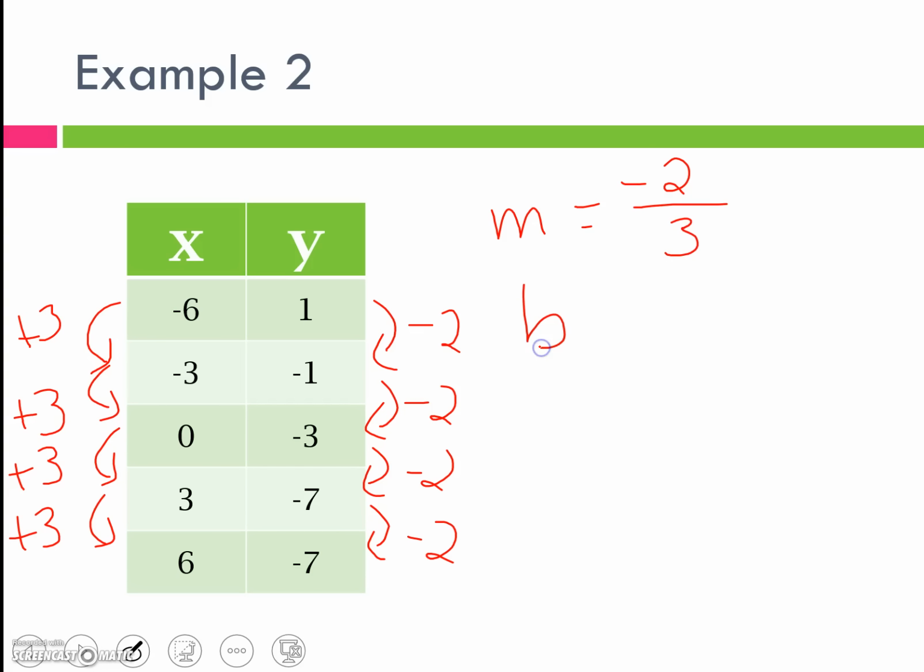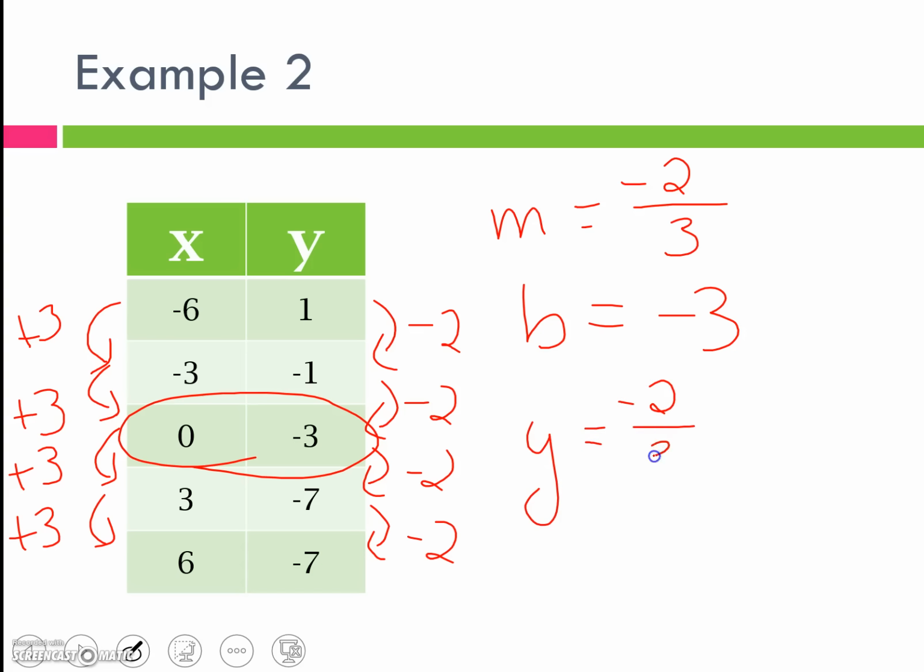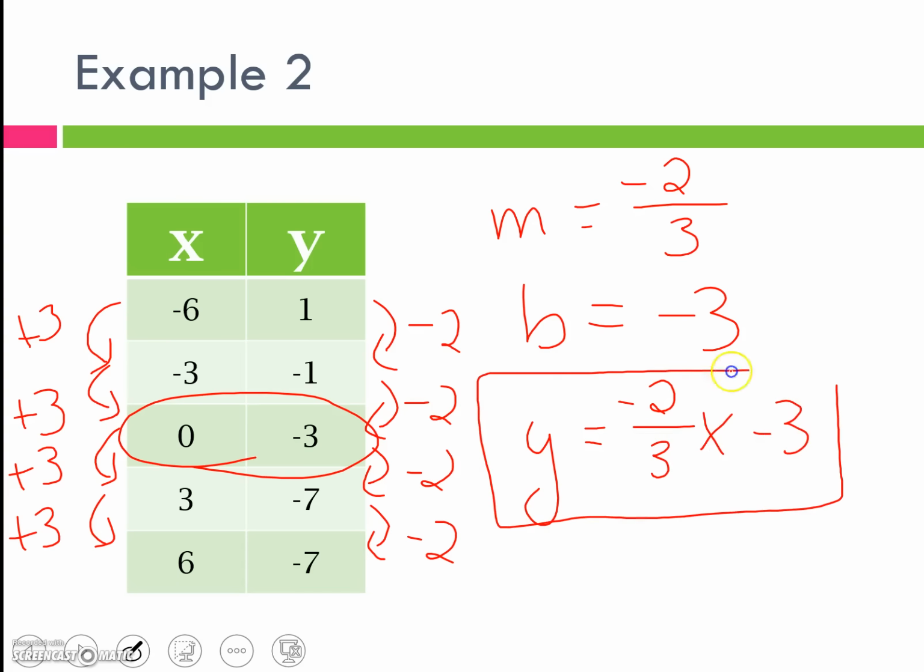Now I need to identify my y-intercept. Once again, I always look for where is x equal to 0. I identify the y value. So in this problem, it's -3. Again, always keep in mind I'm looking for where is x equal to 0, not y. So now that I have my slope and my y-intercept, it will be y equals, my slope is -2 over 3, x minus 3. And this would be the equation that this chart represents.